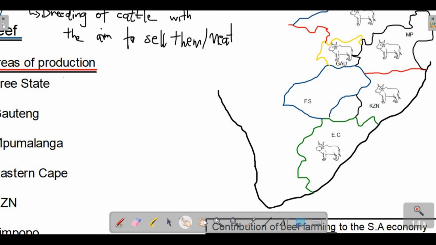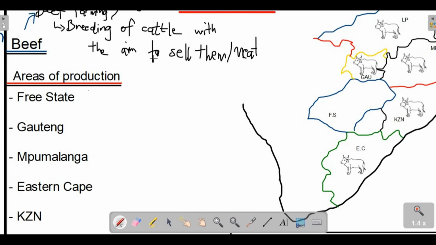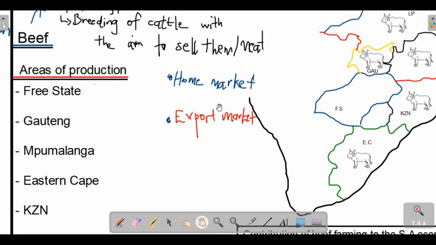This beef can be sold either to the home market, which is the local market. Home market means we are referring to the people of South Africa, whether they are sellers or buyers, that they have to reside locally in South Africa. So that is the home market. And then we also sell to international markets. We call those the export markets. So beef is exported. That's what we mean by those two terms.